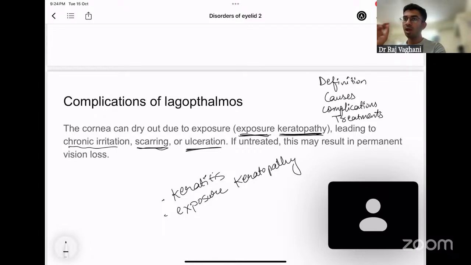That will look like you have written somewhat 4, 5 to 6 lines about the complications. So you have to just expand the keywords, right? That's very important. You can expand by using words like chronic irritation, scarring, ulceration. These things you have to remember. Okay. If it is untreated, this may result in permanent vision loss. So if lagophthalmos remains untreated, then it can result in permanent vision loss later on, because our cornea will not be able to pass the light into the retina.